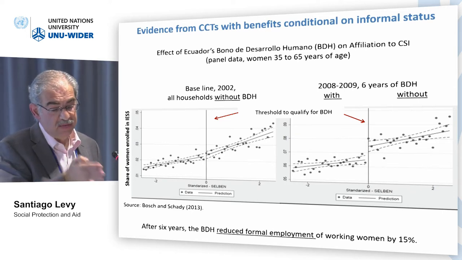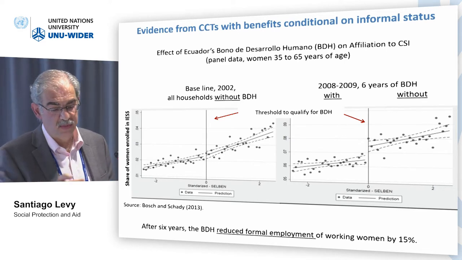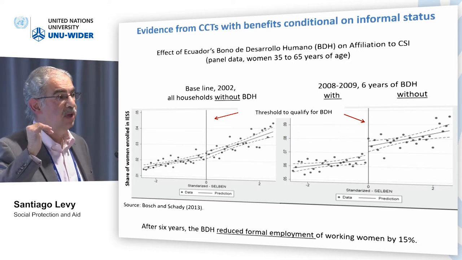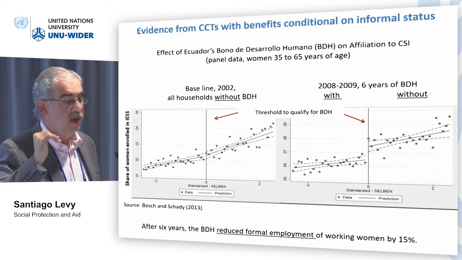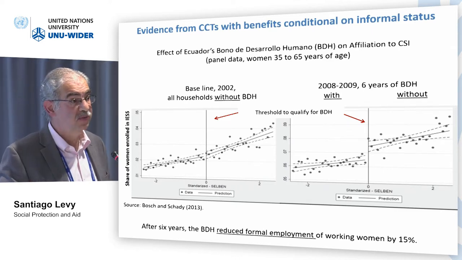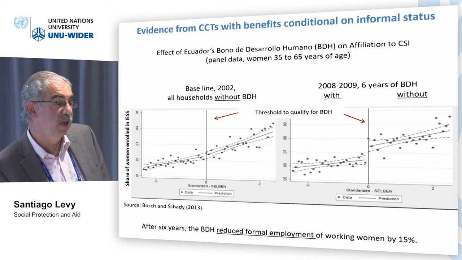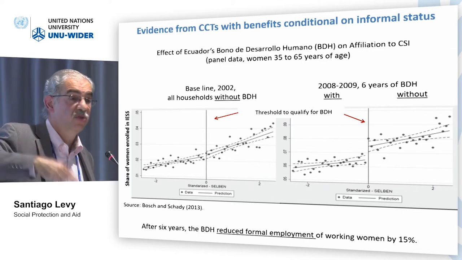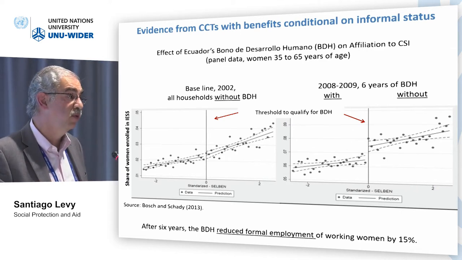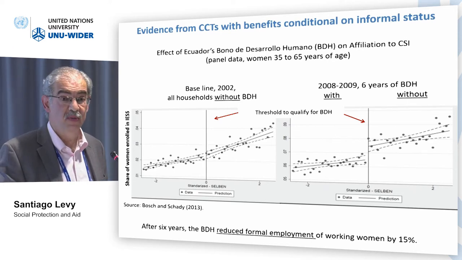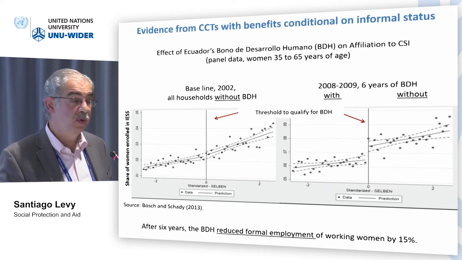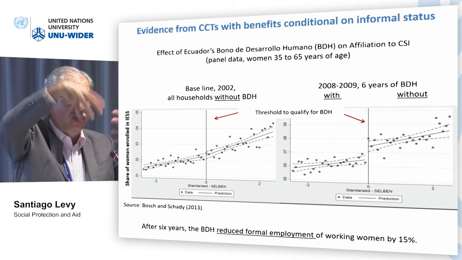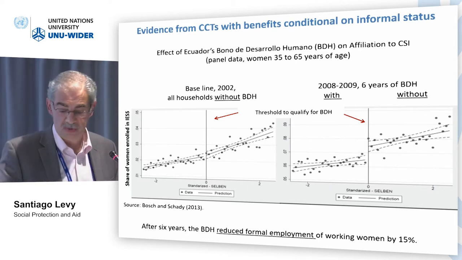in 2002, to the left of the vertical line are people below the poverty line, to the right above the poverty line. And then what you see is the share of women that are covered by social insurance. And what you can see is that 6 years later, after the conditional cash transfer program was put into place, but was being made conditional upon the informal status of the workers, there was a discontinuity, and the rates of formal employment of women in Ecuador actually fell by about 15 percentage points. So this is substantial. And what this is doing is exactly the opposite of what you want it to do, which is to induce formal employment. And this is because the interface between the incentives of the two sets of programs are not being put together right.